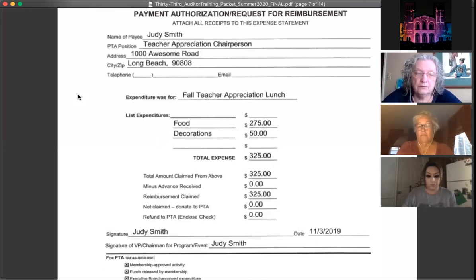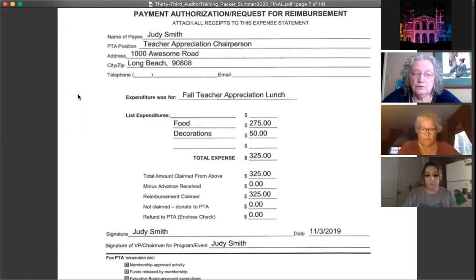Receipts, preferably original receipts, but also we know if people are buying things on Amazon, then the Amazon invoice would do. But you will need receipts or invoices to equal the amount that's being claimed. So they have to prove that they spent this much money.